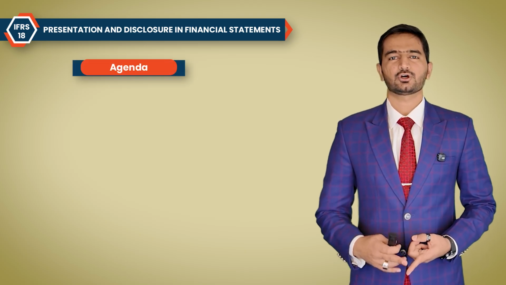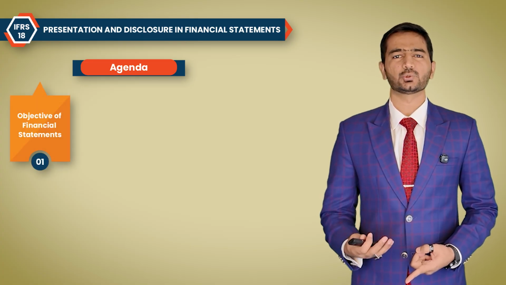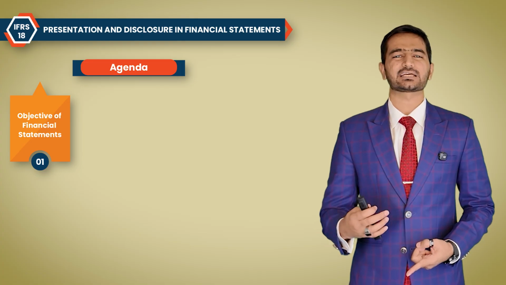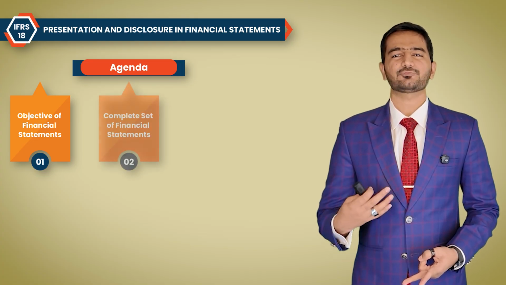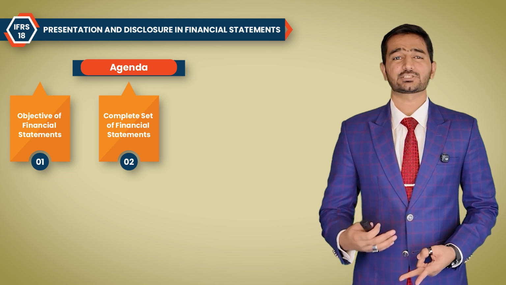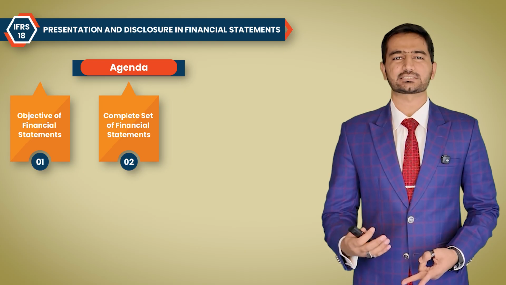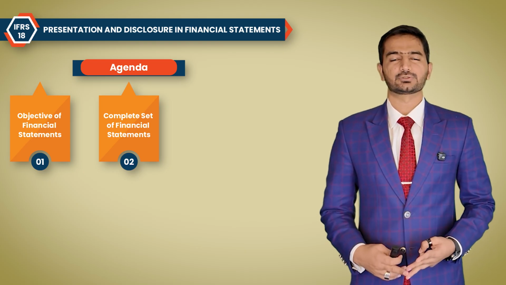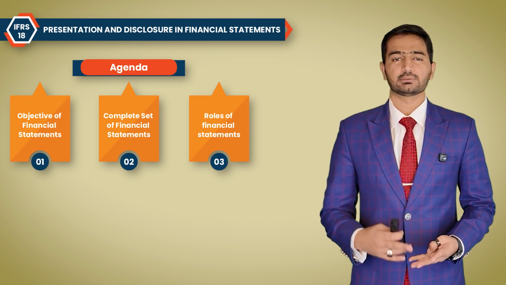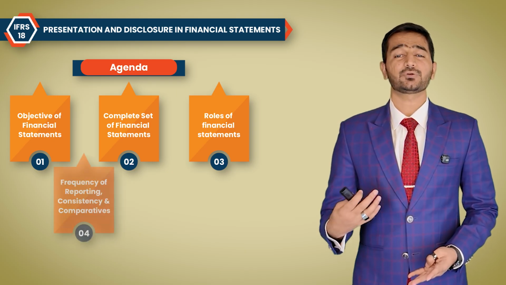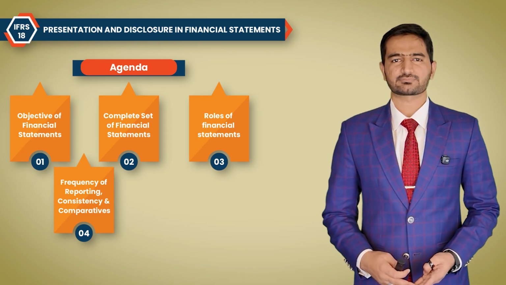Number 1, objective of financial statements. That is, what's the real goal behind preparing these financial statements. Number 2, complete set of financial statements. That is, what exactly should be included in a complete set of financial statements. Number 3, new rules of financial statements. Number 4, frequency of reporting, consistency, and comparatives.